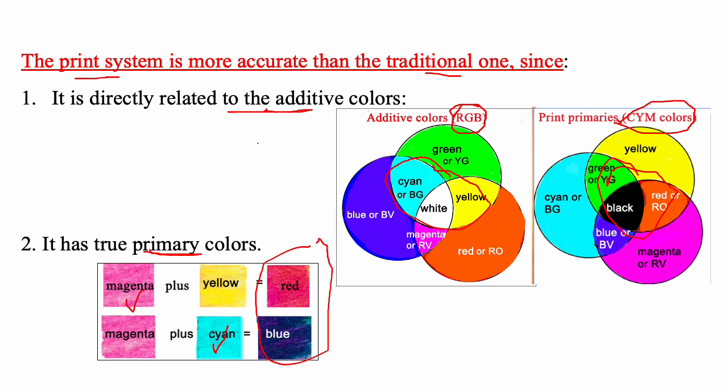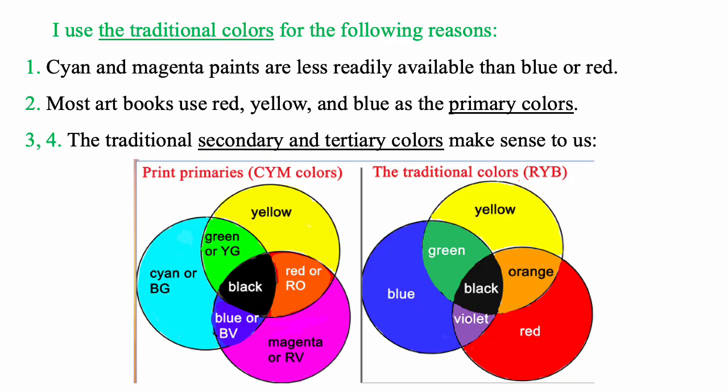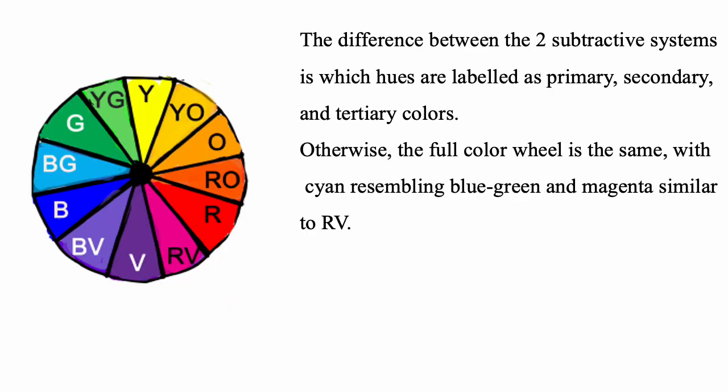I'm still going to use the traditional color wheel because cyan and magenta paints are harder to find than red and blue. Most art books use the traditional colors, and the traditional secondary and tertiary colors make sense to us. The only difference between the 2 subtractive systems, the print primary and the traditional system, are those colors that we label primary, secondary, and tertiary. Otherwise, the full color wheel is the same for both, where blue-green is equivalent to cyan and red-violet is similar to magenta.